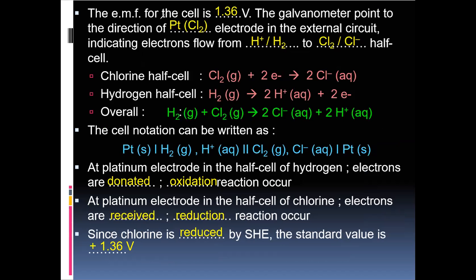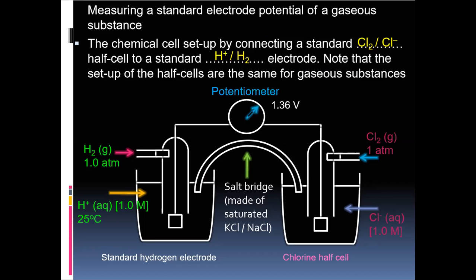The EMF of the cell is 1.36. You can see that is a very positive EMF, and you can see it is pointing towards the direction of chlorine. So obviously, electrons are traveling from our SHE to this chlorine half cell. So the implication is that what is occurring here is reduction, and what is occurring here is oxidation. So it will be just like that of our silver electrode. So that's exactly what will be occurring in this case.